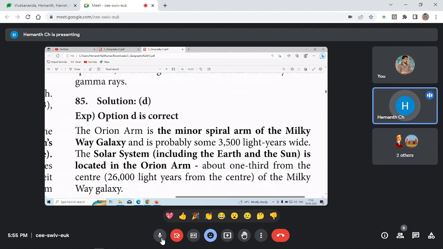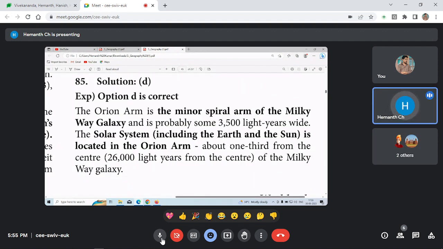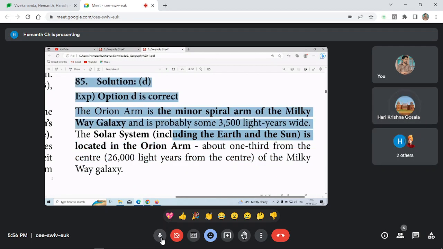The Orion arm is the minor spiral arm of the Milky Way galaxy and is probably some 3,500 light years wide. The solar system, including the Earth and the Sun, is located in the Orion arm, about one third of the way from the center, at 26,000 light years from the center of the Milky Way galaxy. Next.